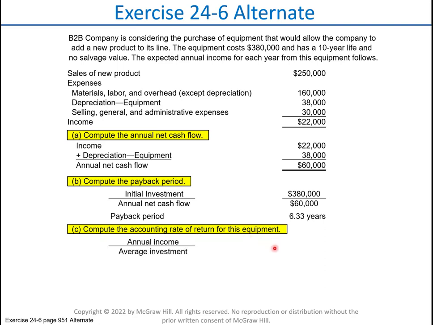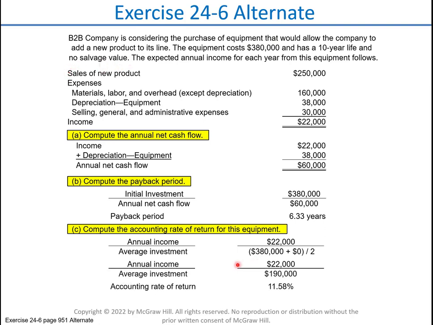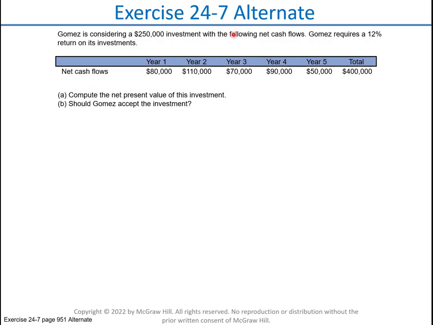For part C, you will compute the accounting rate of return. This is similar to the one we just went over. The annual income, $22,000, divided by the average investment, which is the cost of the equipment plus salvage, and this one says there's no salvage, divided by 2. $22,000 divided by 190 is an accounting rate of return of 11.58%.